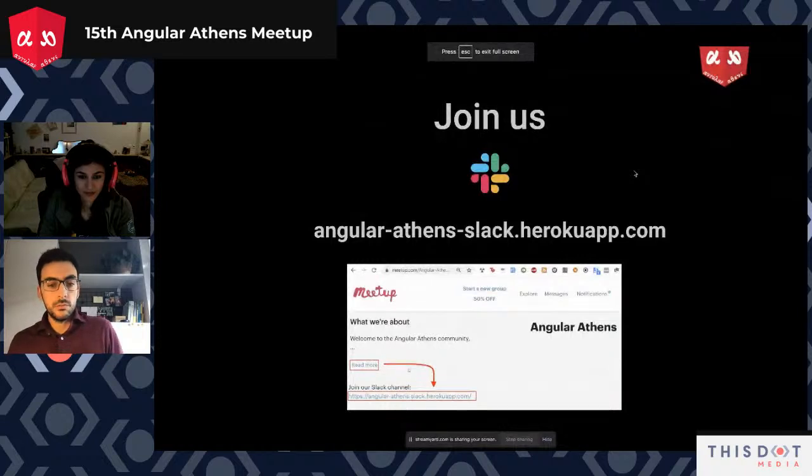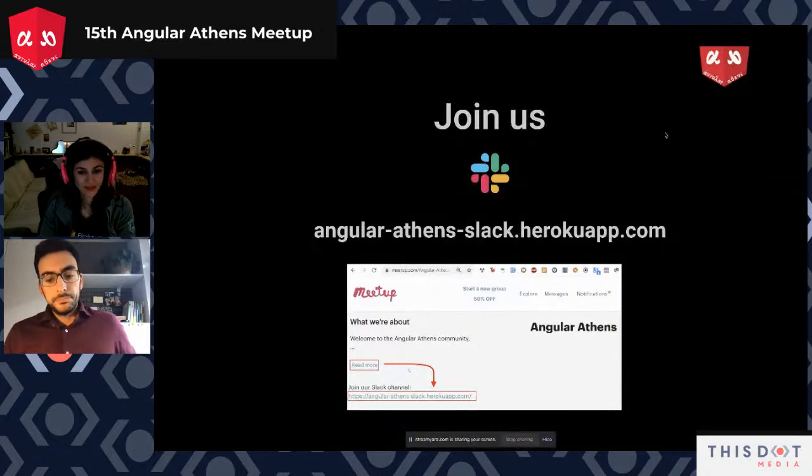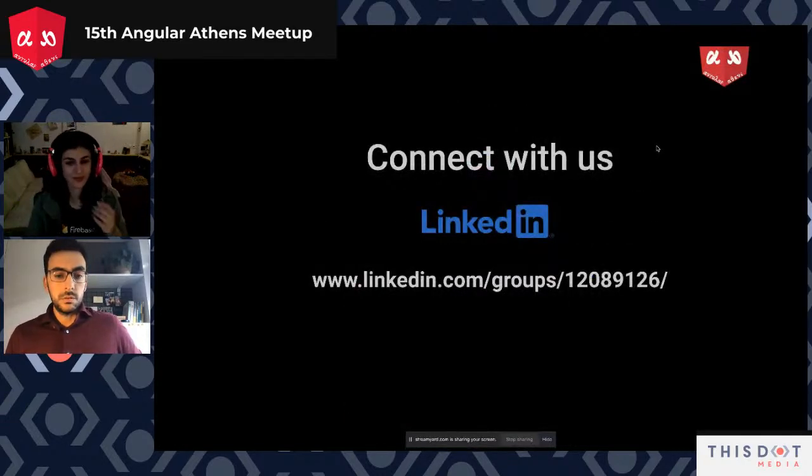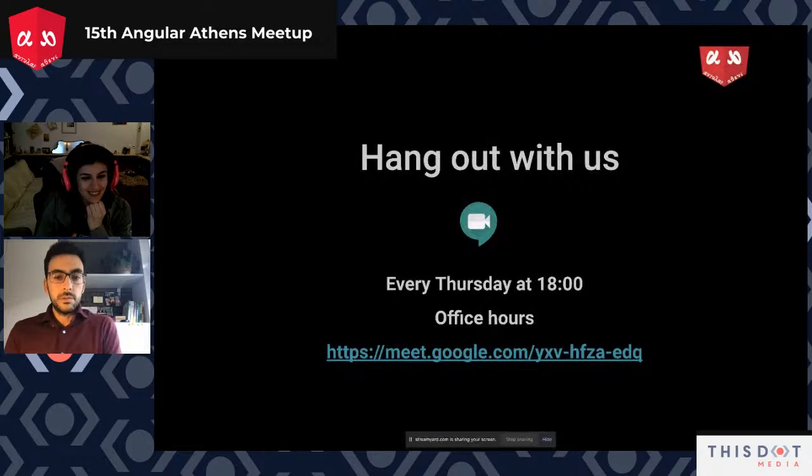For this, we have the main communication channel, which is Slack. We are thinking about new ways. For example, Discord is something that we are thinking of, but for the moment, Slack is our main channel. You can connect with us on LinkedIn, Twitter, and Instagram. And of course, every Thursday, if you don't know this, we have office hours at 6 o'clock. There we discuss different topics, questions that you might have, or basically whatever you want to discuss with us. So every Thursday at 6 o'clock.